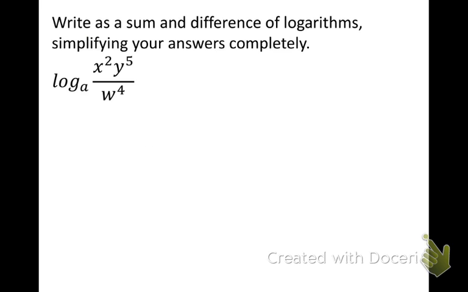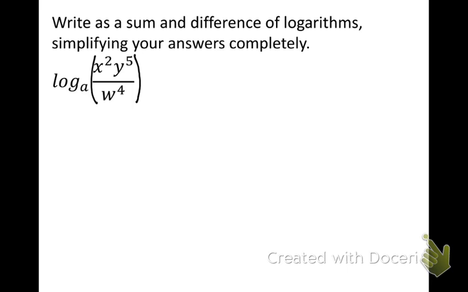All right, now this one we've got sum and difference of logarithms going on. It says write as a sum and difference of logarithms, simplifying your answers completely. Okay, so if we look at this argument, I'm going to put parentheses around there to kind of get us to focus on it. You can see in the numerator that I have x squared times y to the 5th. And then in the denominator, I've got divided by w to the 4th.